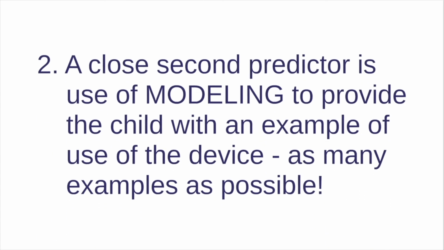Number two. A close second predictor is the use of modeling to provide the child with an example of use of the device. As many examples as possible. Modeling is critical. The amount of language that an AAC user is exposed to in AAC form is exponentially less than a typically developing child absorbs from oral language. It's very important that we learn how to model, that we learn the whole device, and that we make sure that everyone around the student can do the same, including potentially peers.